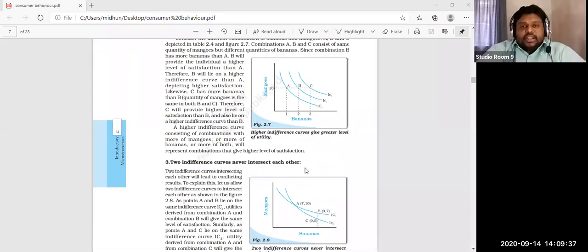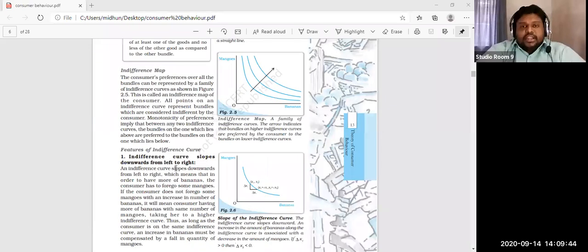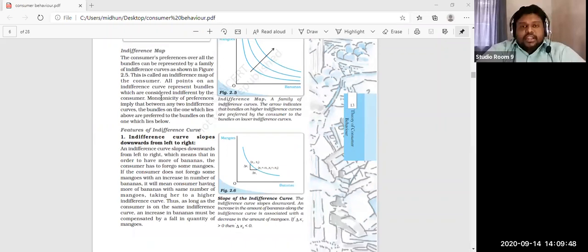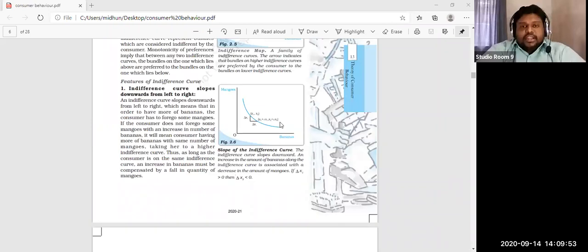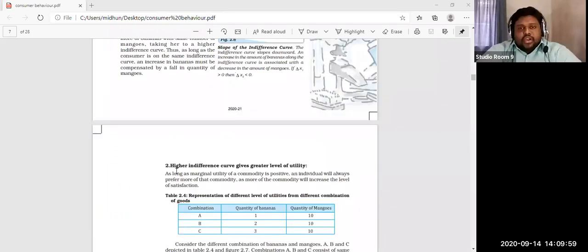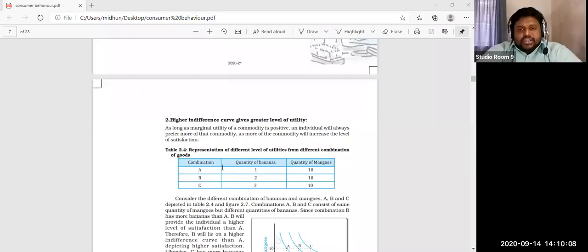So we discussed the three features of an indifference curve. First of all, an indifference curve slopes downward from left to right, and it always has a shape that is convex to the origin. That is the first point we discussed. The second feature is that a higher indifference curve gives a greater level of utility and satisfaction.